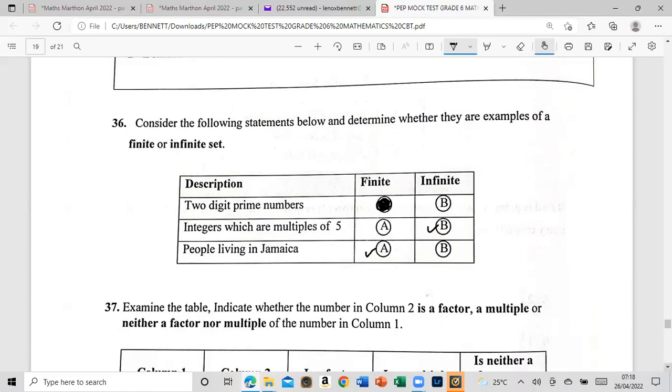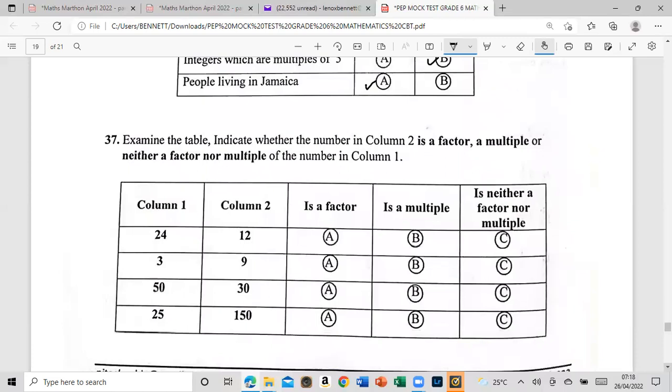So let's move on to 37. Hope you guys understand. We have 3 to go. Examine the table and indicate whether the number in column 2 is a factor or a multiple, or neither a factor nor a multiple. So we're going to focus on column 2. Read the questions carefully. Our focus is on column 2. So they're asking, is 12 a factor of 24? Or is 12 a multiple of 24?